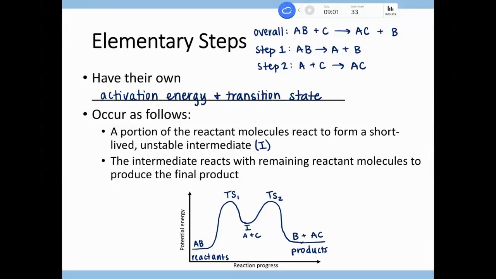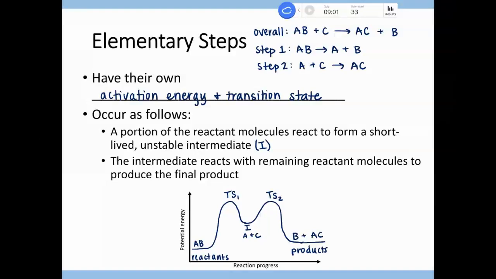So however many elementary steps you have, that's how many transition states there are. Each transition state represents one step. We've got activation energy from here to here, activation energy from there to there. So 2 activation energies, 2 transition states. In between transition states is where the intermediates are.